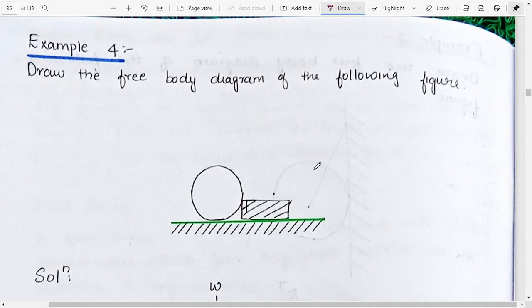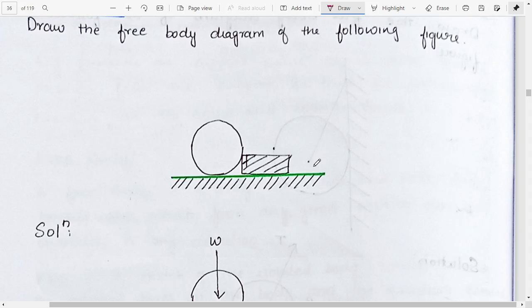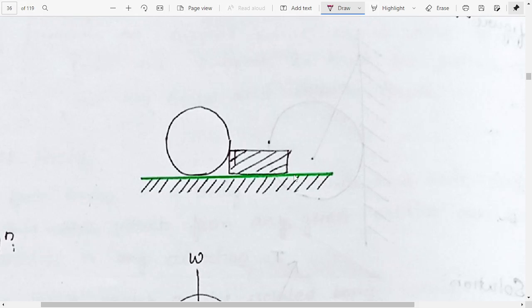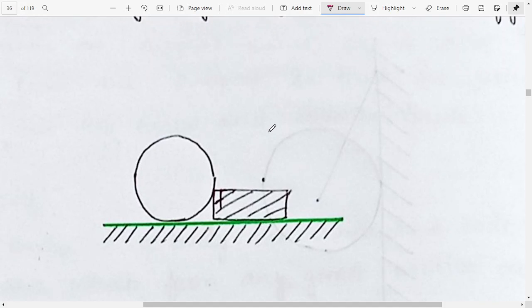So in this problem we need to draw the free body diagram of the following figure. So this is our figure. What do you think are the forces? Just tell me. Just pause the video and find it. We need to draw the free body diagram of this figure.